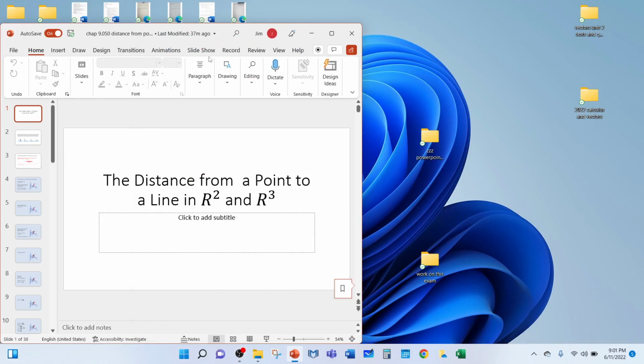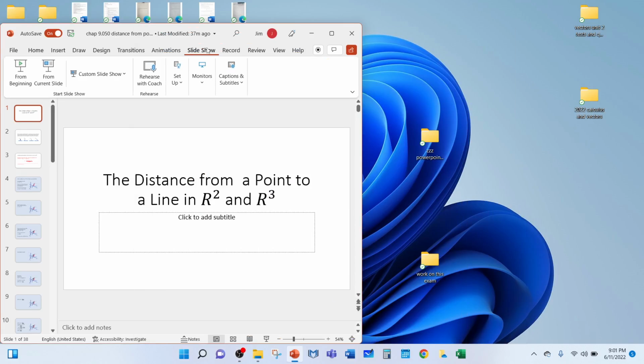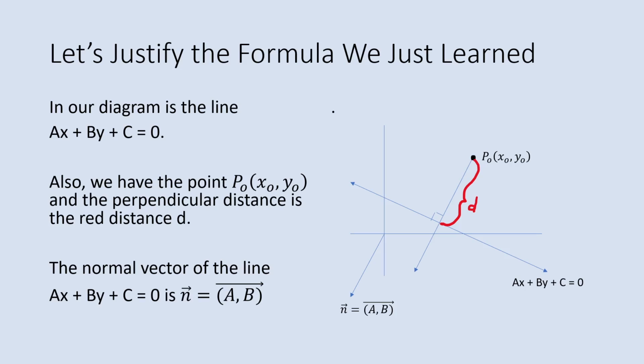In this video, we're going to prove the formula for the distance from a point to a line in R2. Okay, so in our diagram is the line ax plus by plus c is equal to 0. That's the line that goes down to the right on your screen. So here's the line ax plus by plus c equals 0.